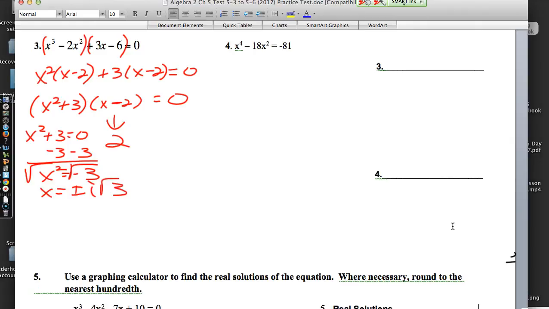Did we get them all? How many answers was it supposed to have? 3. 1, 2, 3. Don't forget the little 2 we had up there. Oh, that wasn't so bad.